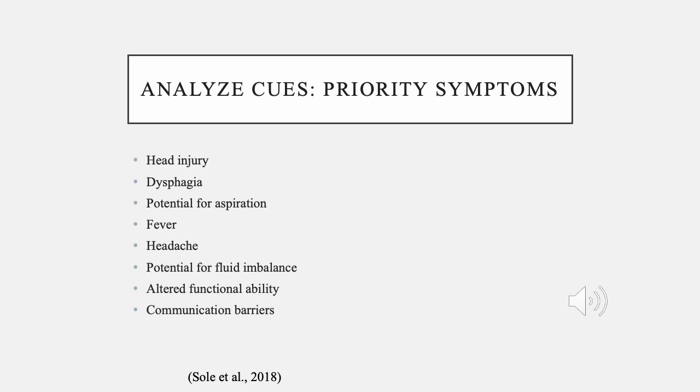Some of the priorities that we should be utilizing is we want to take a look at the head injury, look at the dysphagia. We'd want to do a dysphagia screening because some patients can be at potential risk for aspiration. They may have a fever, a headache. There could be some fluid imbalances, altered functional ability, and communication barriers are signs.